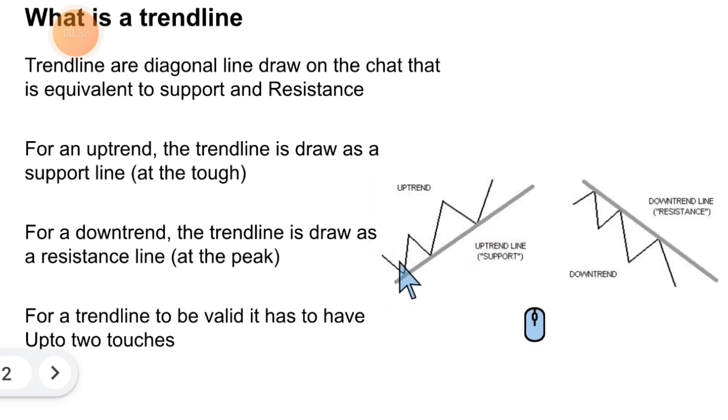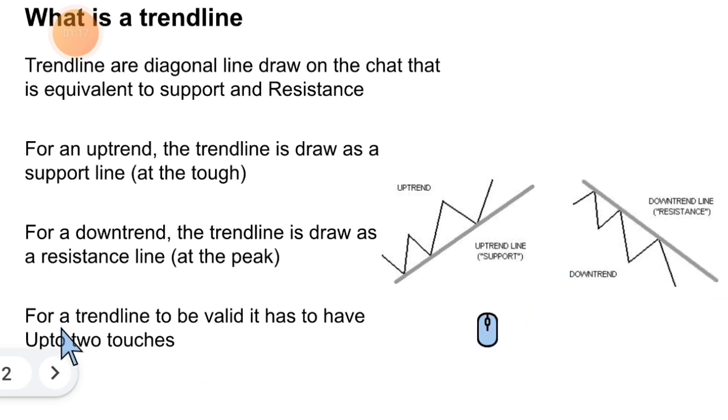Price comes here. We said in an uptrend we have higher highs and higher lows. So it's just the concept of support and resistance. Now, for a downtrend, it is drawn as a resistance at the top here at the peak, and you can see we have lower highs and lower lows. So you can see the price is respecting the trend line.